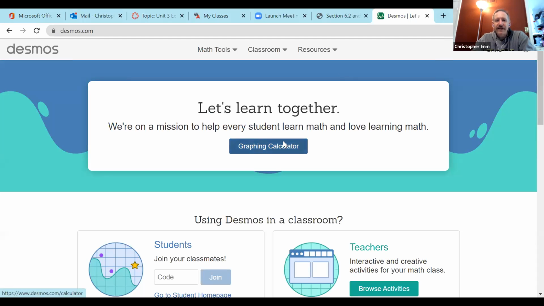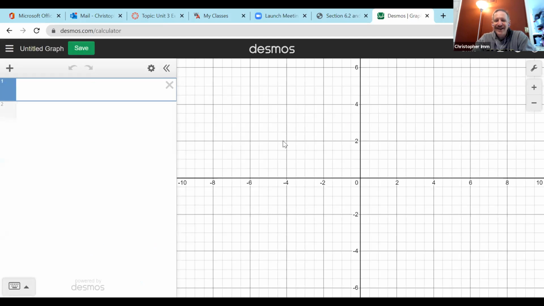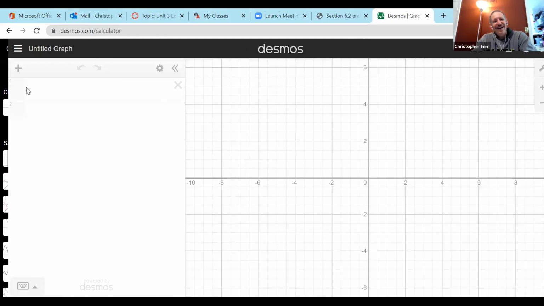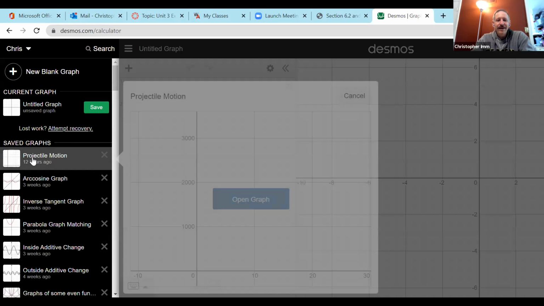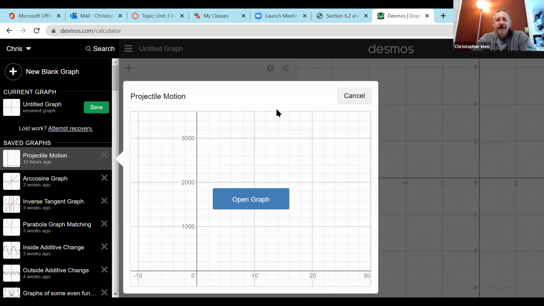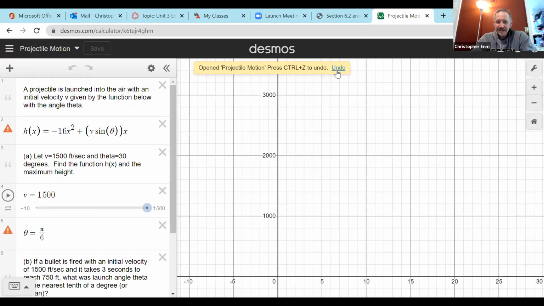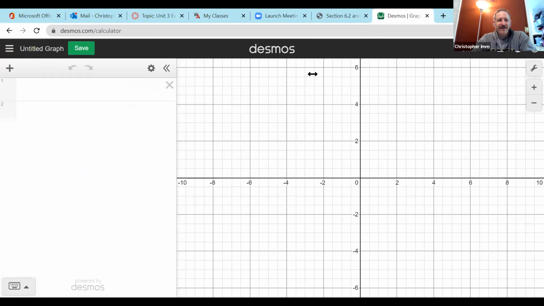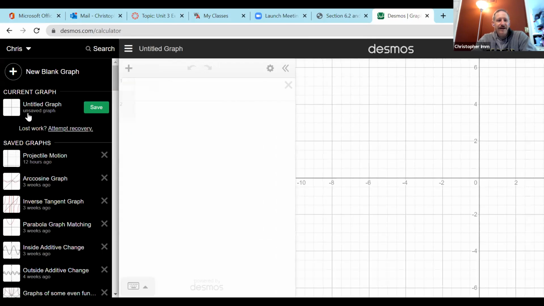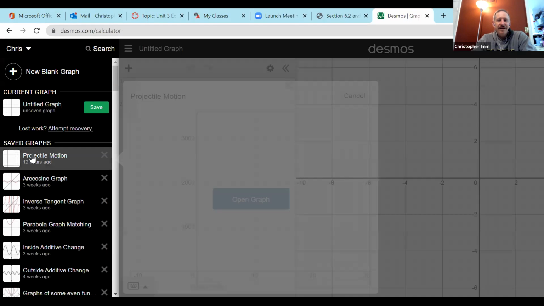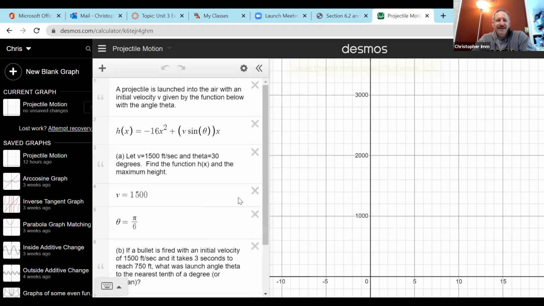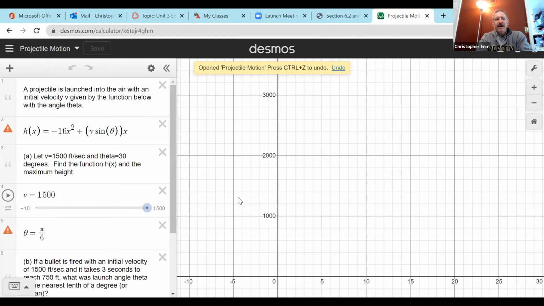So I want to look at the graphing calculator. Am I sharing my Desmos there? Okay, great. Thank you. All right. Okay, open graph. There we go. So I want to take a look at a couple of questions here that are sort of listed there. So we looked at that graph there.